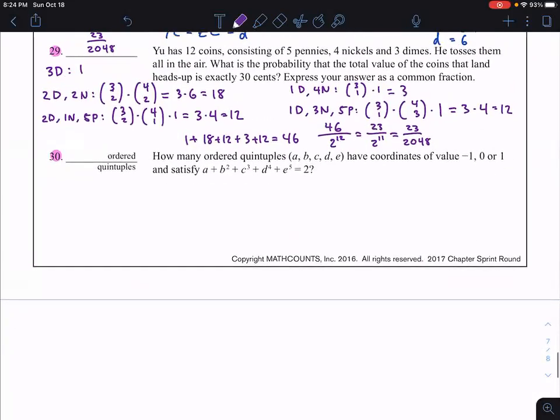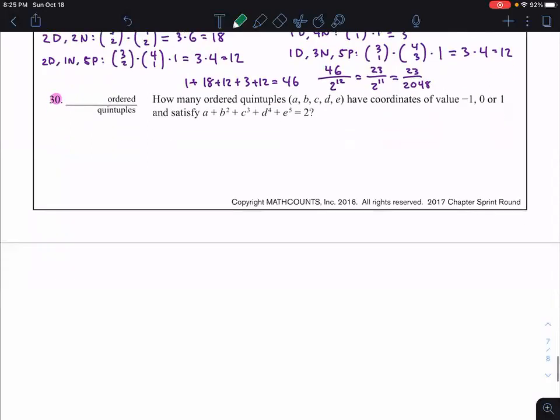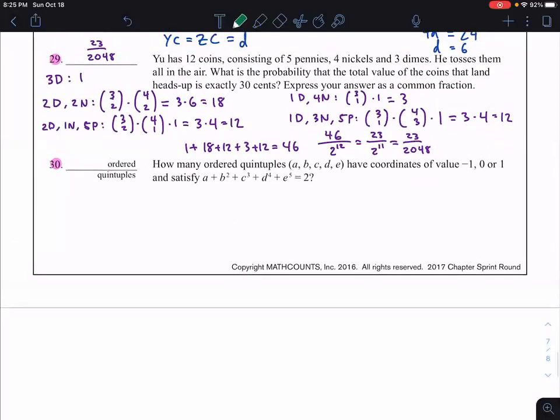30 is just such a long problem. It's not even too many steps, it's just a lot of work. A lot of casework. So yeah, we're going to need a lot more room for 30.